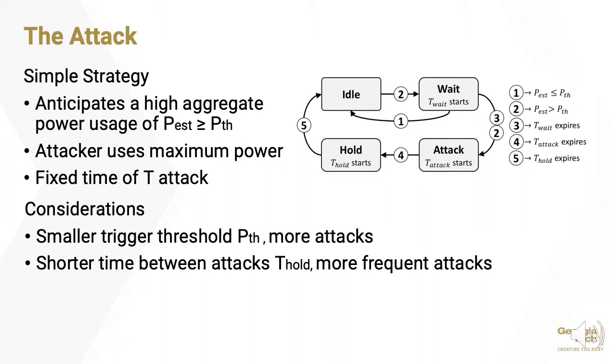A second consideration is the mandatory time between attacks, which is signified by T_hold. The lower the value is, the more attacks can be triggered within an amount of time. For example, if T_hold is 10 minutes, the process will hold or sleep for 10 minutes after an attack before it's able to go to an idle state and wait for another trigger.